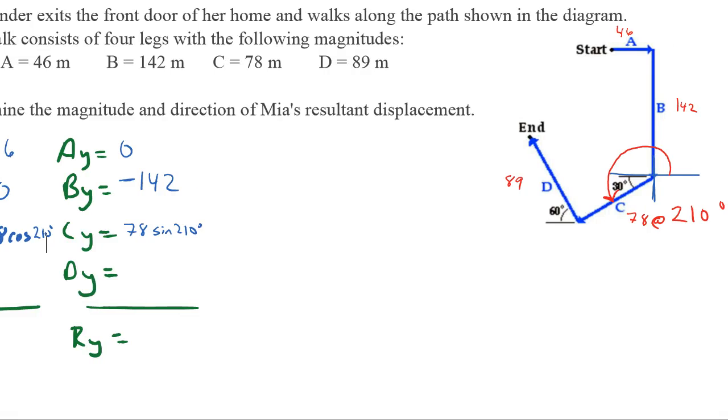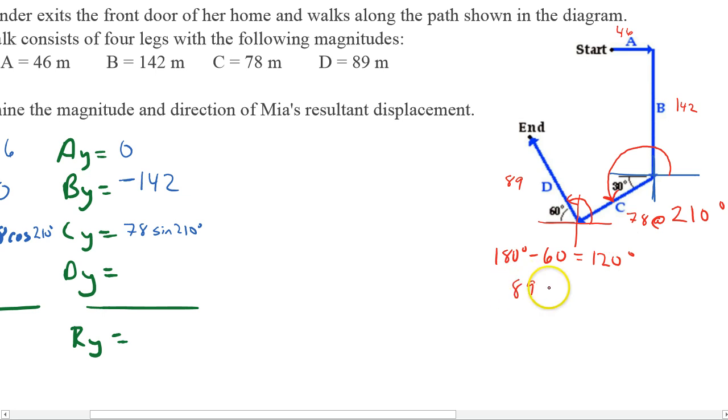Alright, so looking at vector D, I'm going to put a grid where it's starting from, so it's heading off in this direction, so I put the grid here, and that is in the second quadrant. And if I write, that is the angle counterclockwise from east, it's going to be equal to 180 degrees minus 60, so I'm going to get 120 degrees there. So it's going to be 89 at 120 degrees.